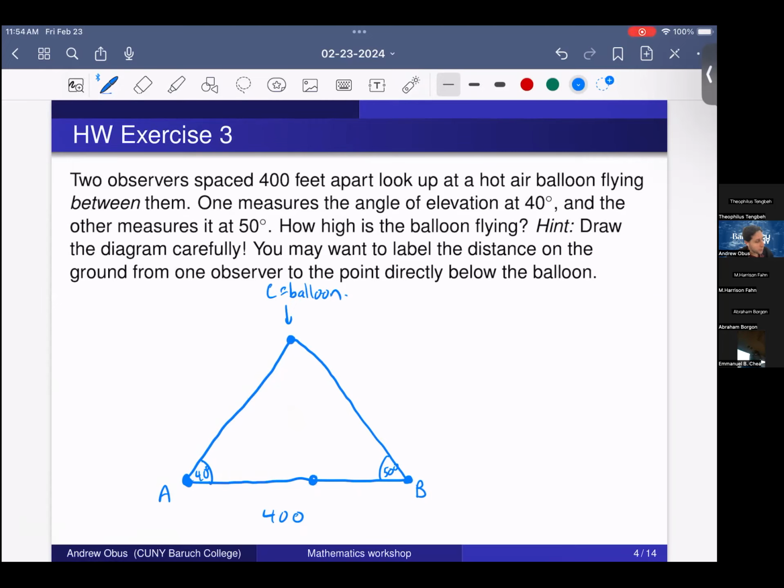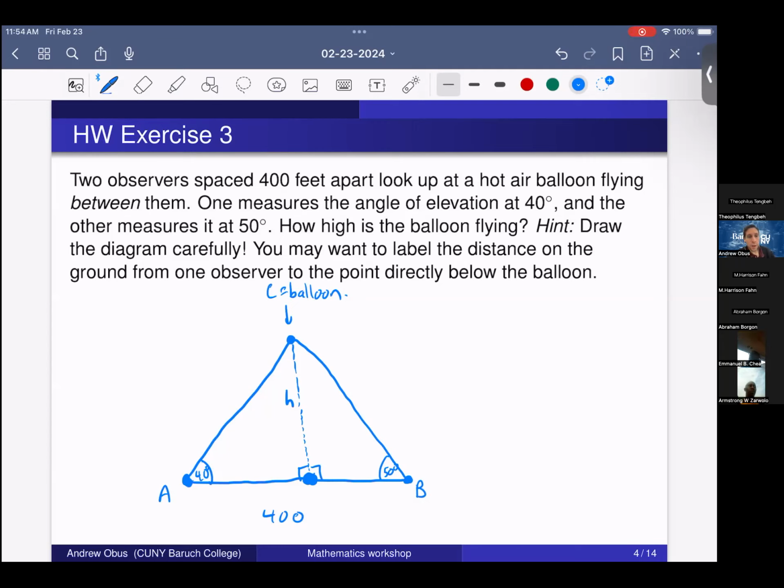So it seems like this point directly below the balloon is very important because, first of all, we're trying to measure how high the balloon is flying. So if we draw this straight line down so that it's perpendicular with the ground, it makes these right angles here. This is H. This is what we want to solve for.